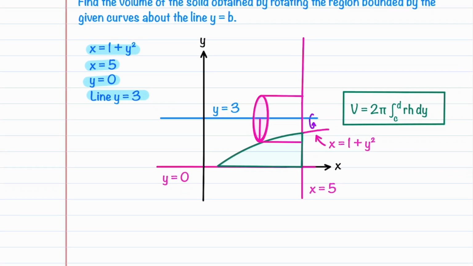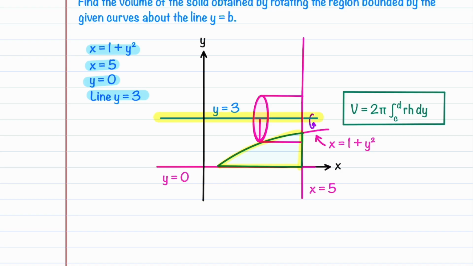The first thing that you want to do is to graph all of these curves. I went ahead and did that just to make it easier. Here's our curve, x is equal to 1 plus y squared. Here's our line, x is equal to 5, and then our line, y is equal to 0. The region that we're looking at is the region that is enclosed by our curve and those two lines. We're now going to be revolving that region about the line y is equal to 3.